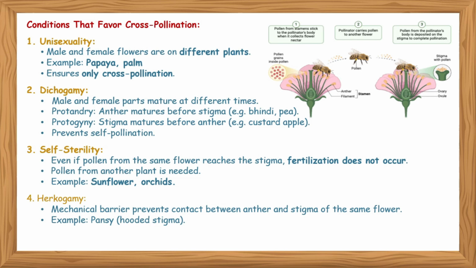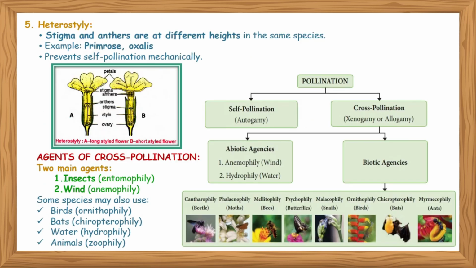Now let's study self-sterility. It is another condition. Even if pollen from the same flower reaches the stigma, fertilization does not occur. Pollen from another plant is needed. Example: sunflower, orchids, etc. Herkogamy: a mechanical barrier prevents contact between anther and stigma of the same flower. Example: pansy, with its hooded stigma. Heterostyly: stigma and anthers are at different heights in the same species. Example: primrose, oxalis. They prevent self pollination mechanically.